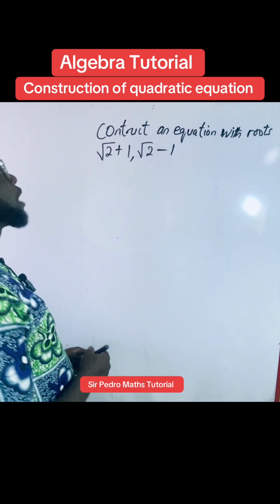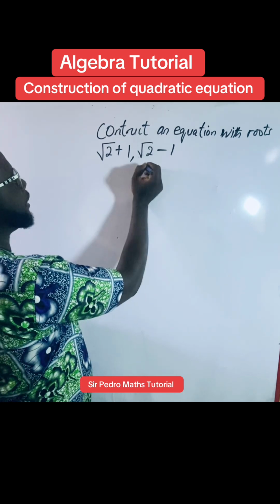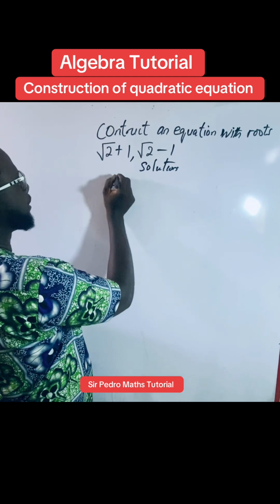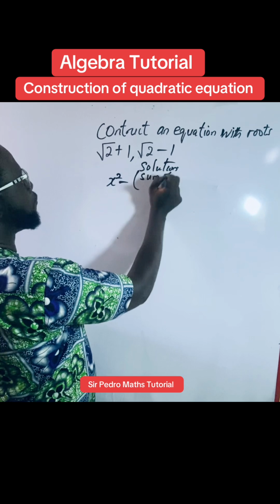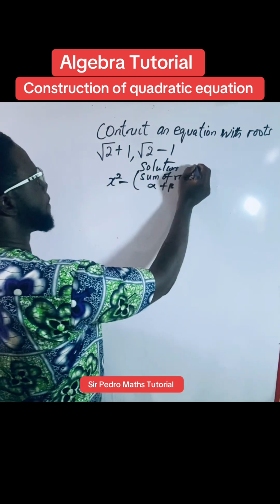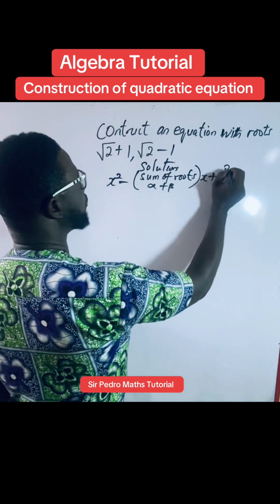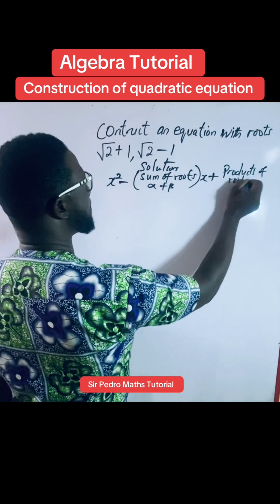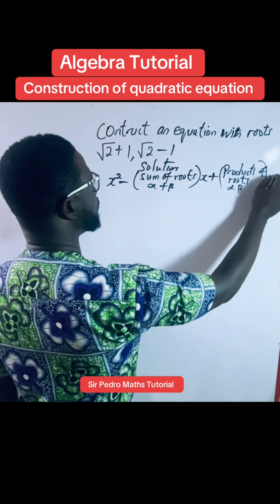When you are forming a quadratic equation from given roots, you quickly recall: x squared minus the sum of roots, called alpha plus beta, x, plus the product of roots, which you call alpha beta, equals 0.